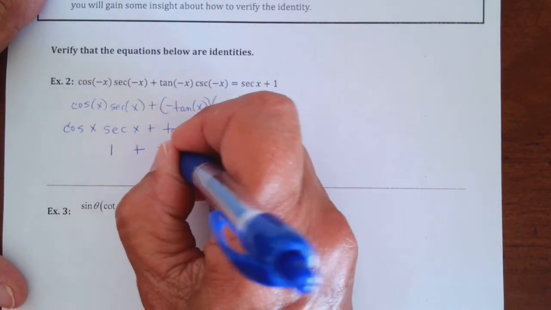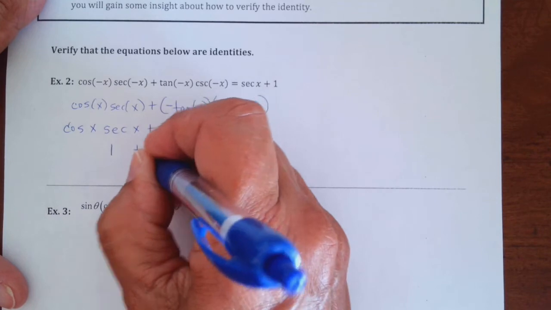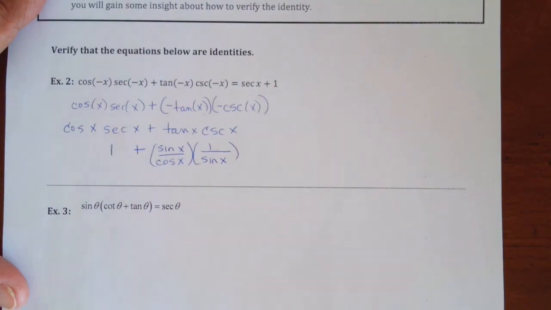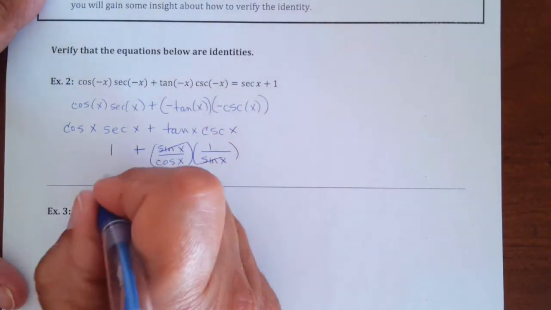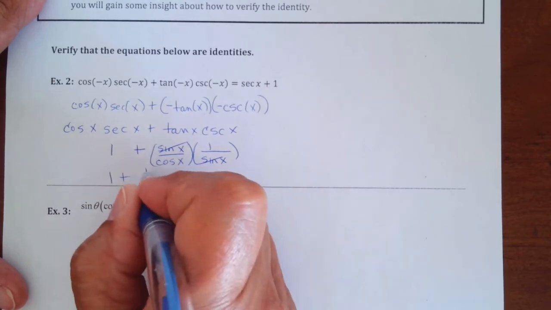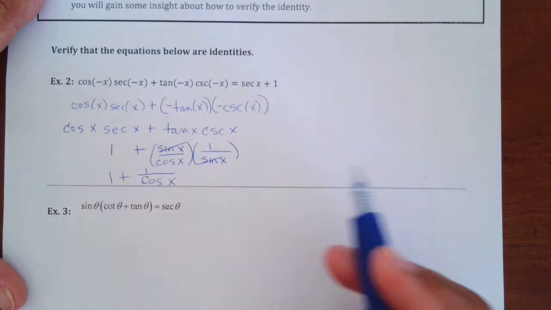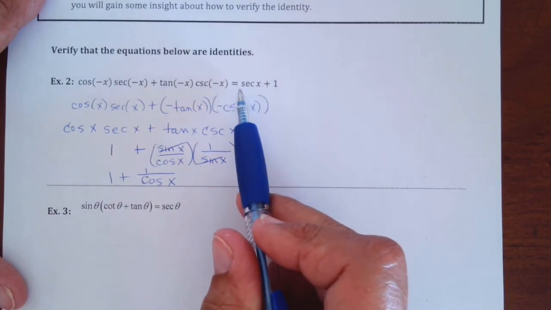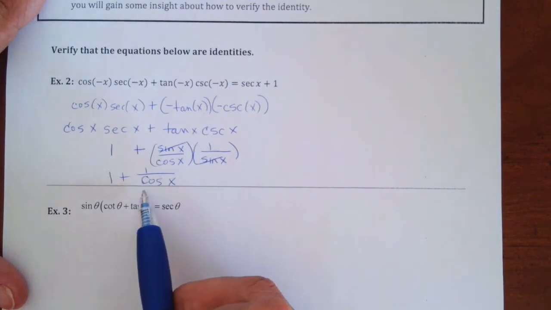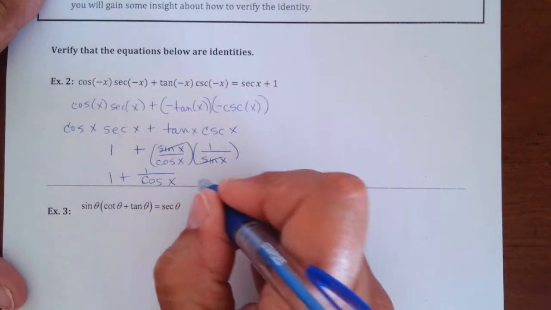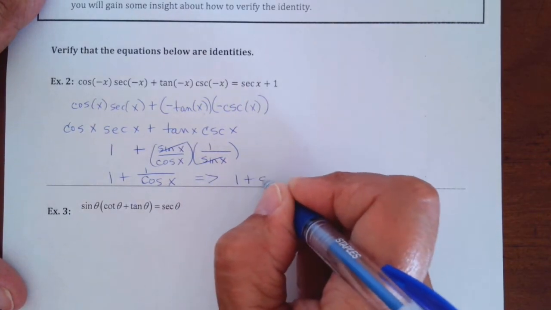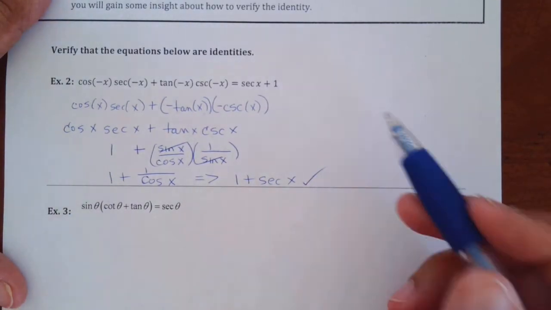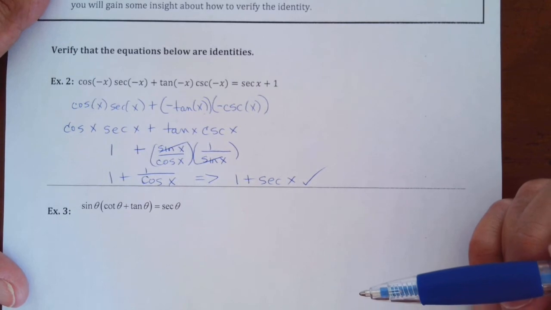So tangent is sine over cosine, and cosecant is 1 over the sine. So I will see now that the sines cancel out, and I'm left with 1 plus 1 over cosine of x. And I know that 1 over the cosine of x is secant. And keep in mind, look at what I was trying to get to. I'm trying to get to secant x plus 1. So I'm almost there. 1 over the cosine is secant. So that's 1 plus the secant of x, which is what I was trying to prove. So usually once I get to what I'm trying to prove, I'll put a check mark. So that means I got that proof right. Okay?